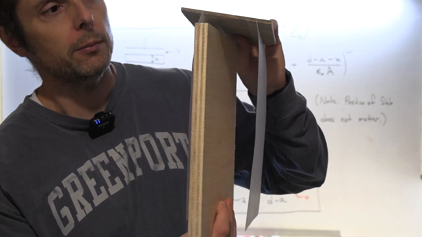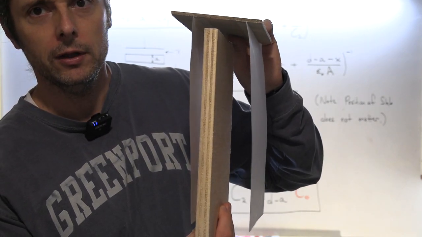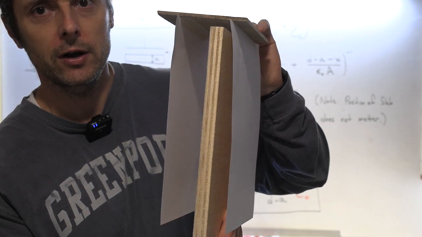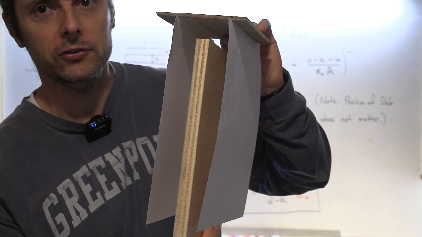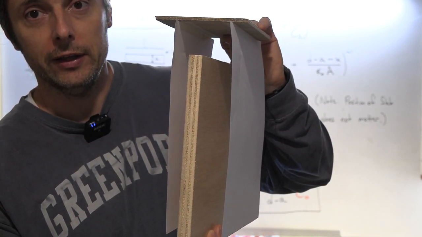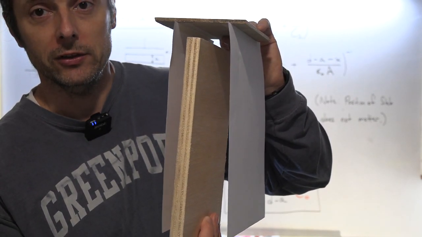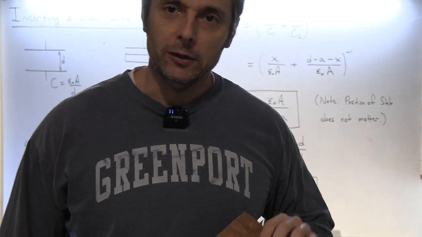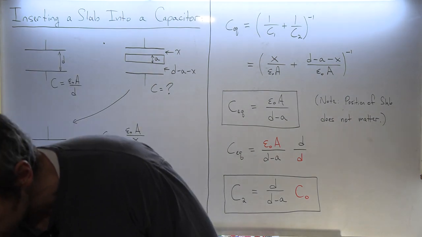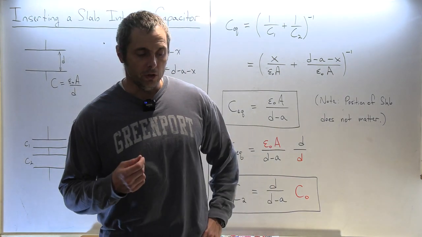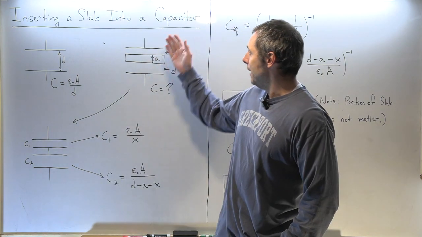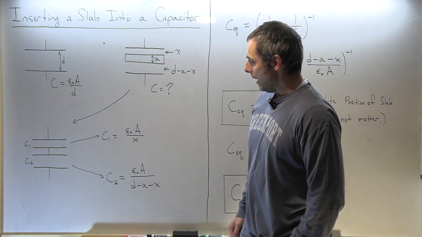You can put it maybe right in the middle, or maybe closer to one side or the other. We're going to find that where you put this in between the plates doesn't matter. If it's closer to one side or the other, it changes the capacitance by the same value. In fact, we're going to see that it increases the capacitance, and we're going to derive a formula to show how much it increases it by. That's the topic for today, putting a slab into a parallel plate capacitor.